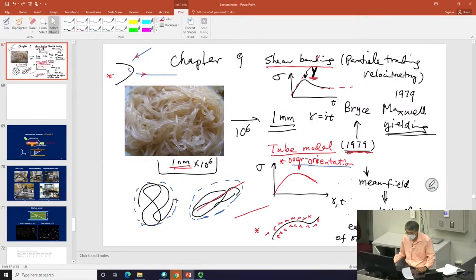So why all of a sudden do I speak about shear banding? Because the tube model that I'm speaking about here, in its earlier version, had a prescription or had suggested that there should be shear banding.